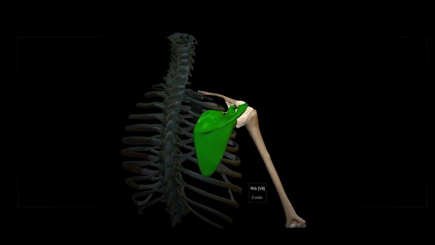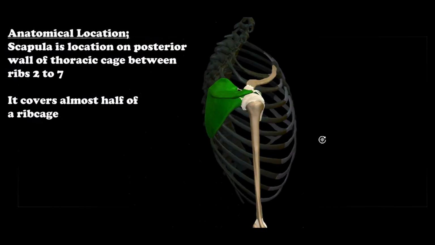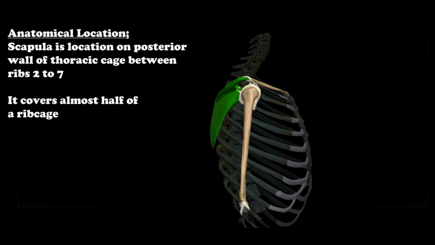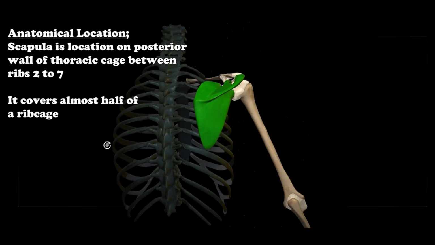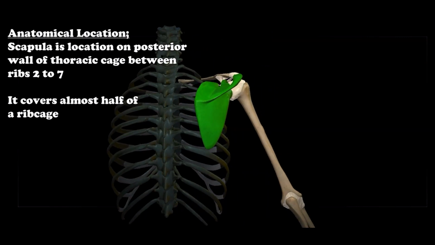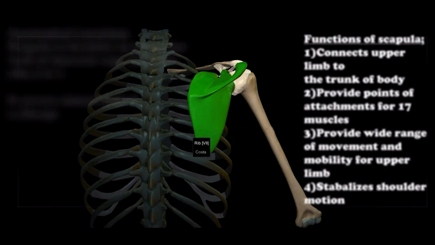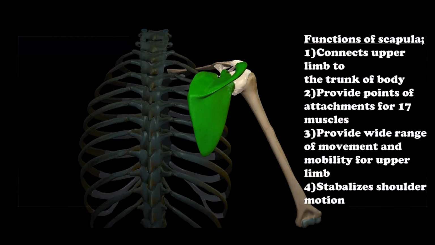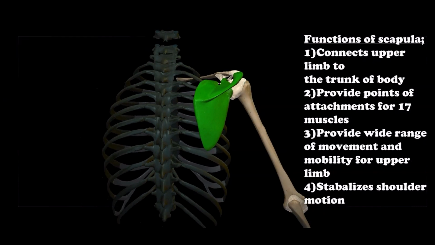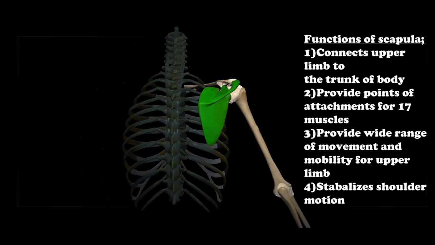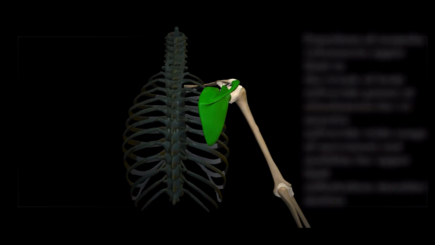Anatomically, scapula is located on the posterior wall of the thoracic cage or rib cage between rib number 2 and 7. Scapula covers almost half of the rib cage, as you can see here. Scapula's main function is that it connects the upper limb with the trunk of the body, and it stabilizes shoulder motion, providing a wide range of movement and mobility.